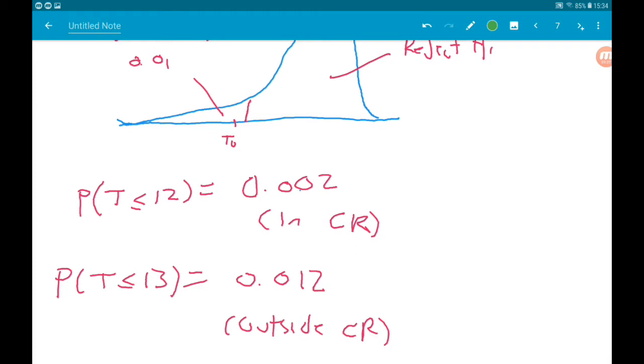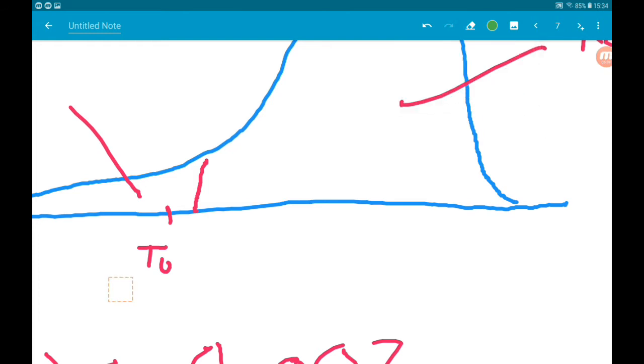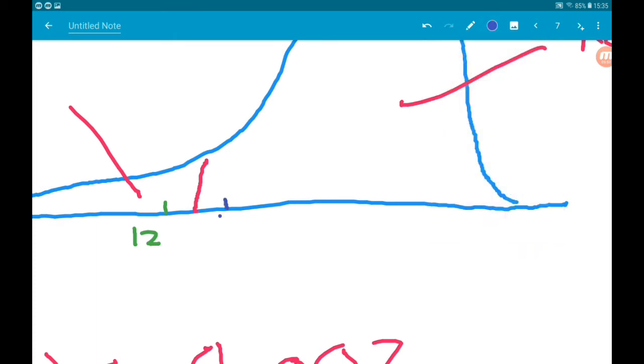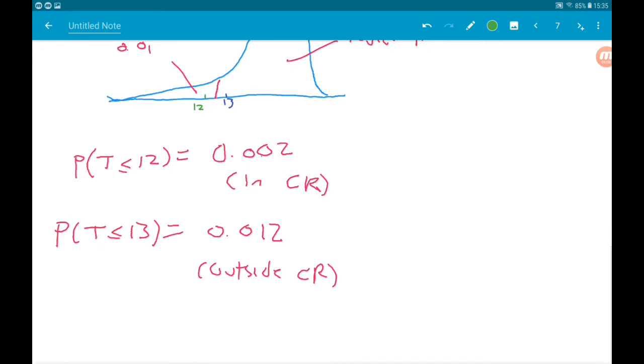So, what that means in terms of our graph is that twelve is just to the left of the red line, and 13 is just to the right. So our critical region is that T is less than or equal to 12. Boom.